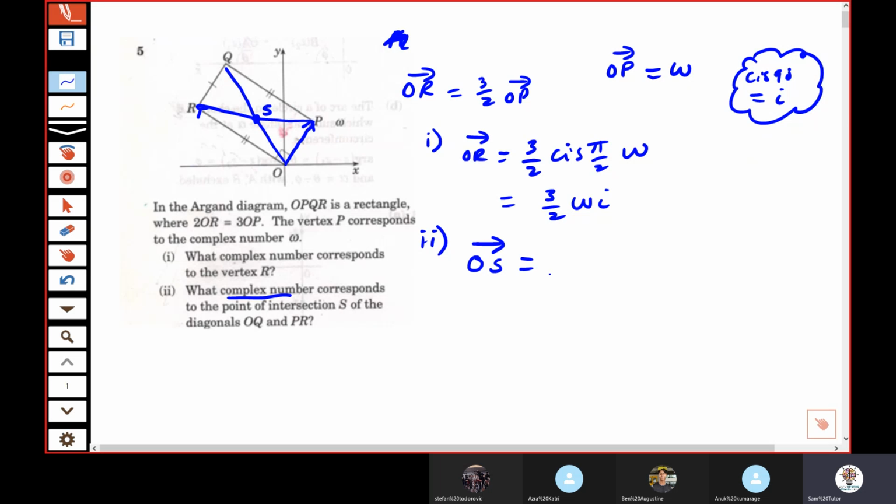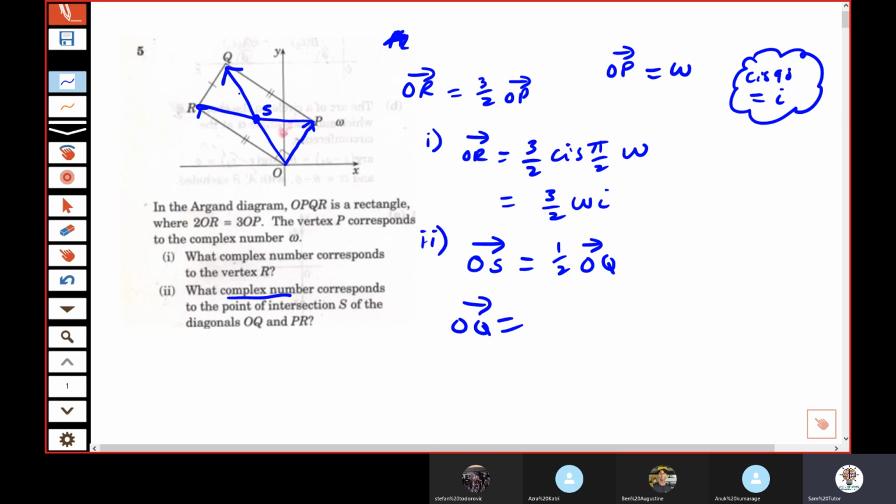Okay. There's a few ways. The best way to find OS, we said, because we know that diagonals in a rectangle bisect, which means they cut in half, is to find OQ and then halve it. So vector OS is a half of vector OQ. I always start with what I'm about to find. Now I need vector OQ. What does vector OQ become?